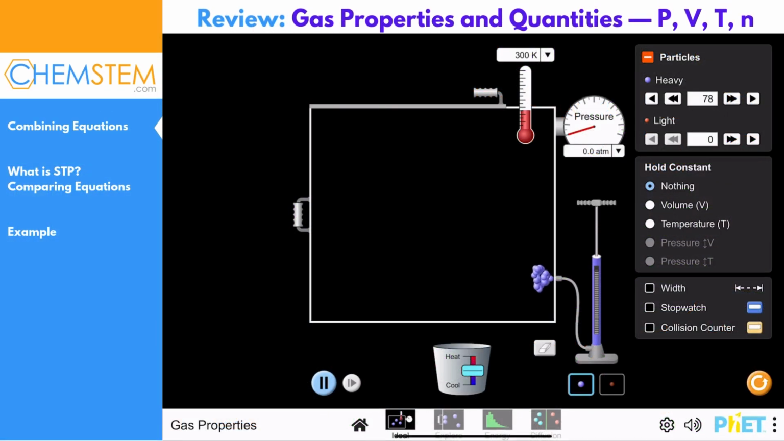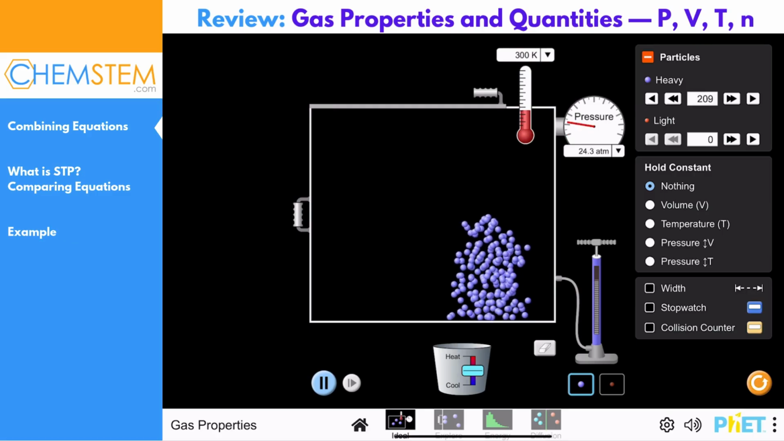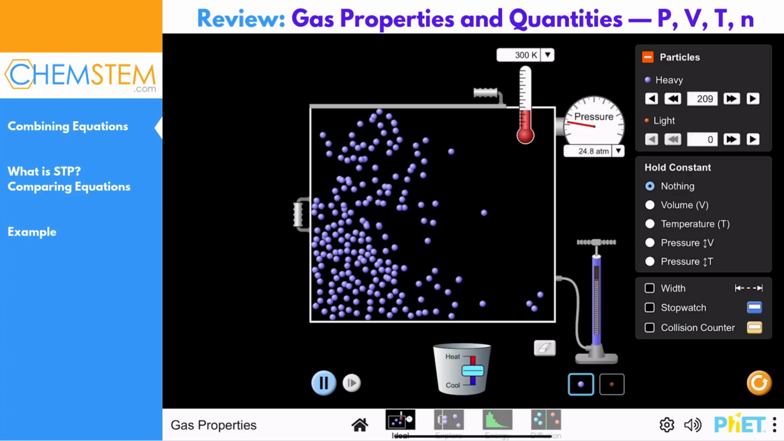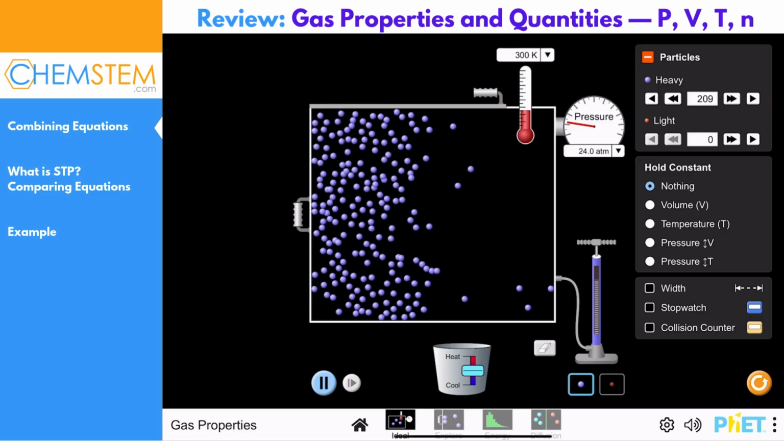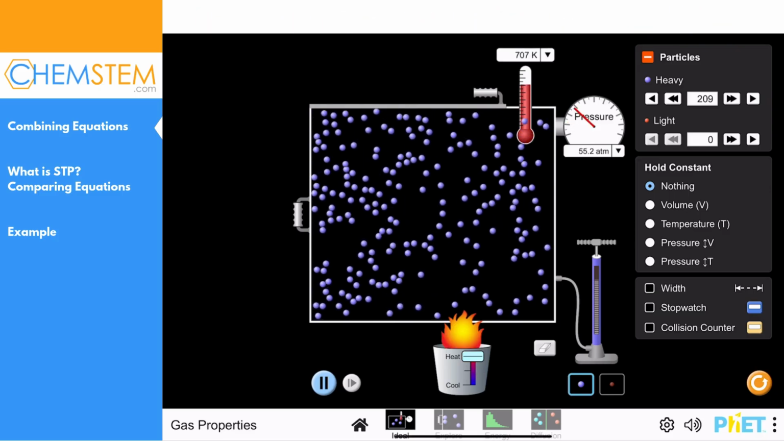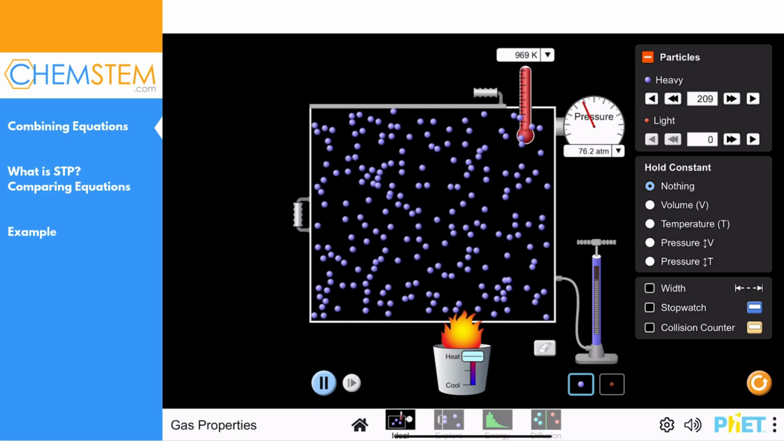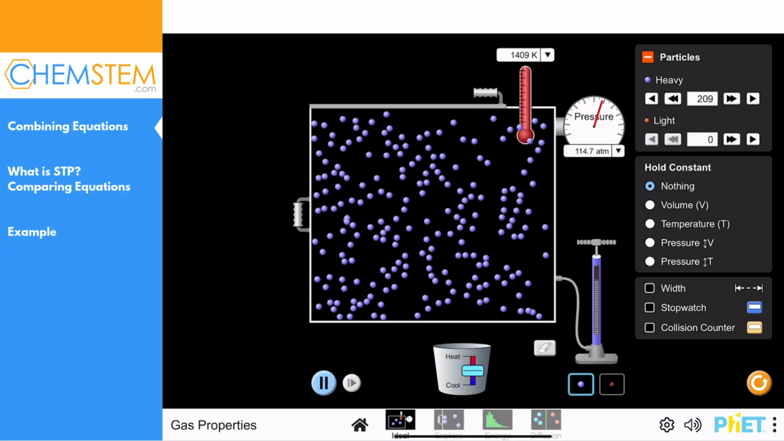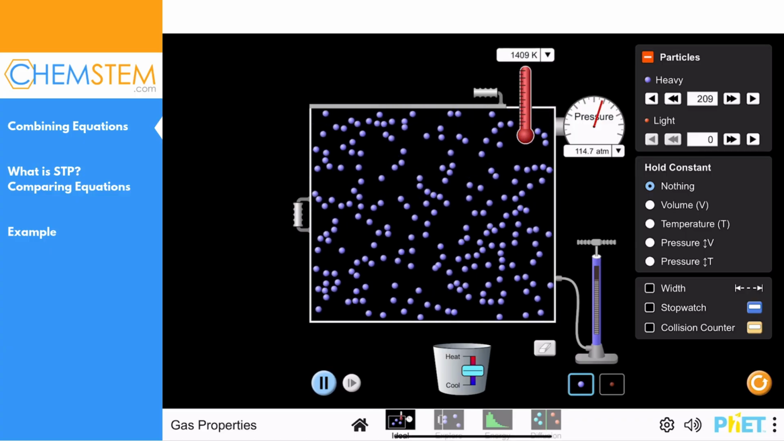Let's take a moment to review the properties of a gas. Right now, these particles of gas are diffusing, or spreading out, into this space, and they're moving at an average kinetic energy of some amount, which means they have a certain temperature. Increasing the temperature increases the pressure, so that's a relationship between temperature and pressure. That means that the particles have a higher average kinetic energy, or higher temperature.